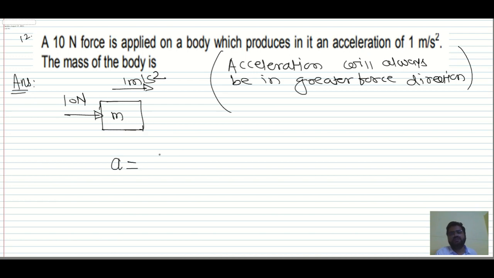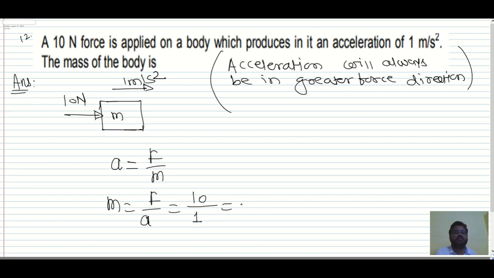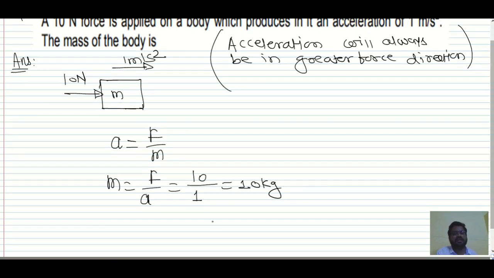So acceleration we have is force by mass, and we want the mass, so that is force by acceleration. What is the force given? 10. What is the acceleration given? 1. So it is 10 kg that will be the mass. Okay, mass is equal to 10 kg.